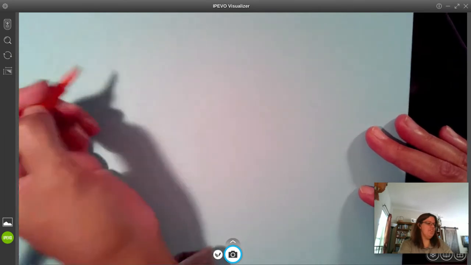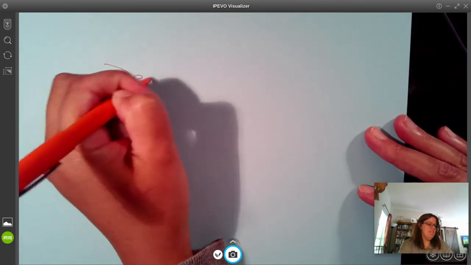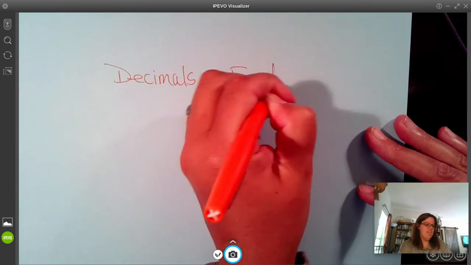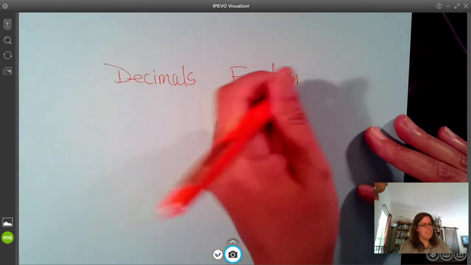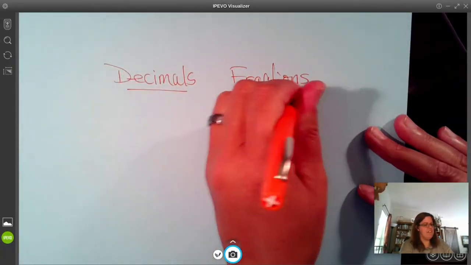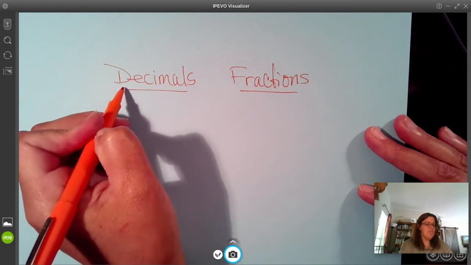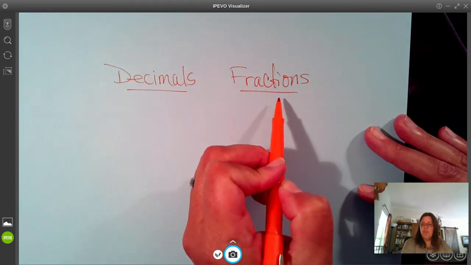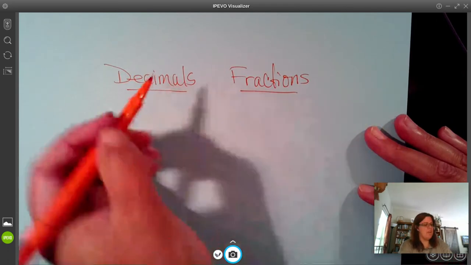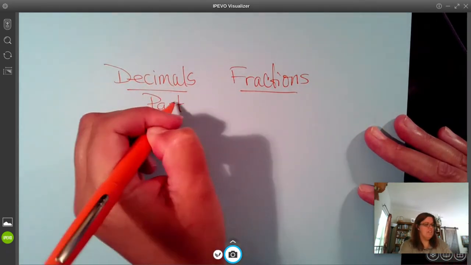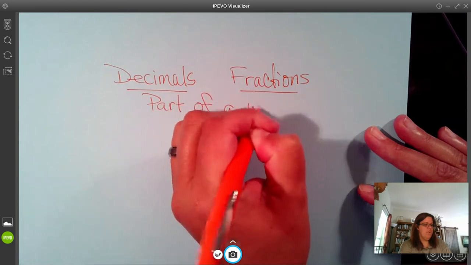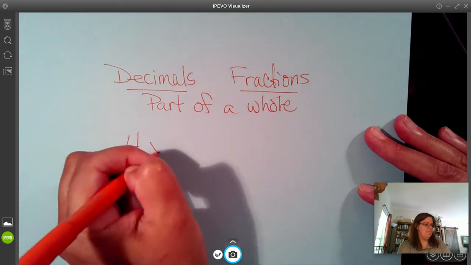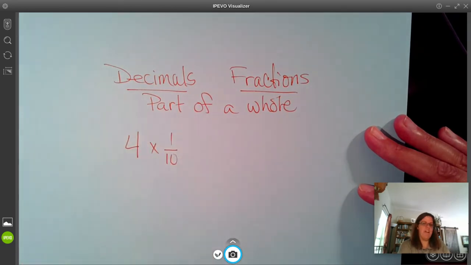So, the first thing that we're going to do is think about decimals. Then we're going to think about fractions. And the great news is that they both have very similar definitions. Remember, a decimal is a part of a whole based on 10 parts, and a fraction is part of a whole based on the number of parts in the denominator. So they're both parts of a whole.